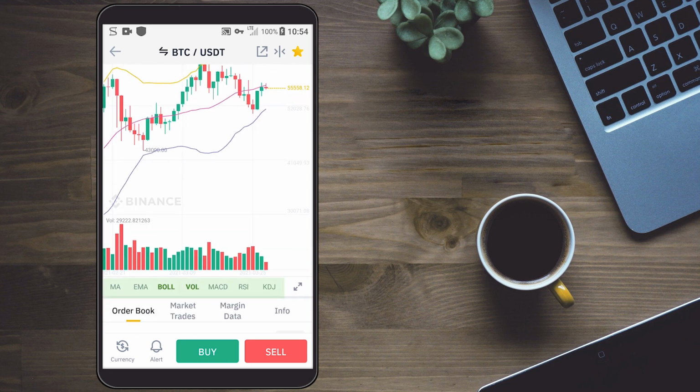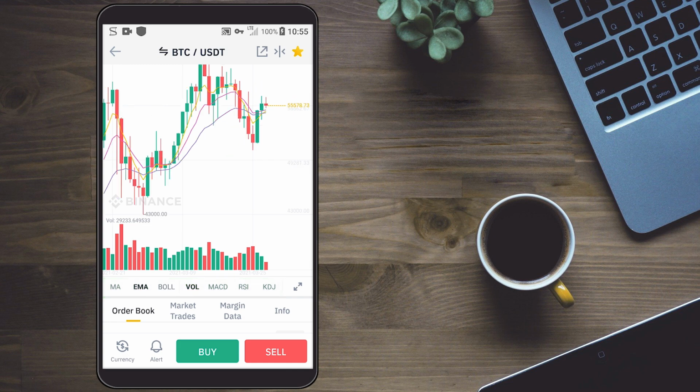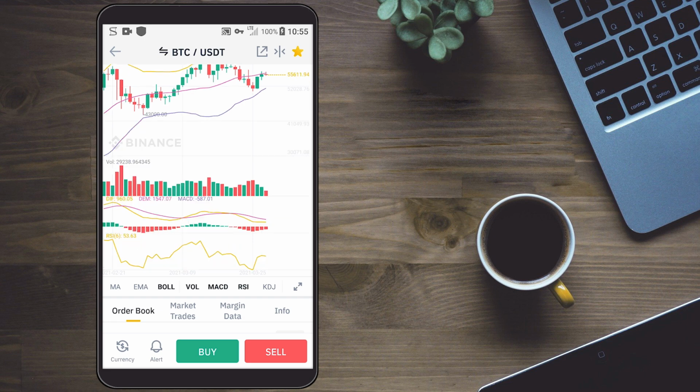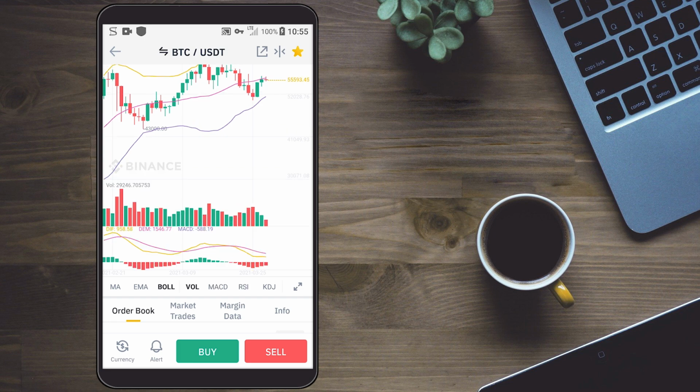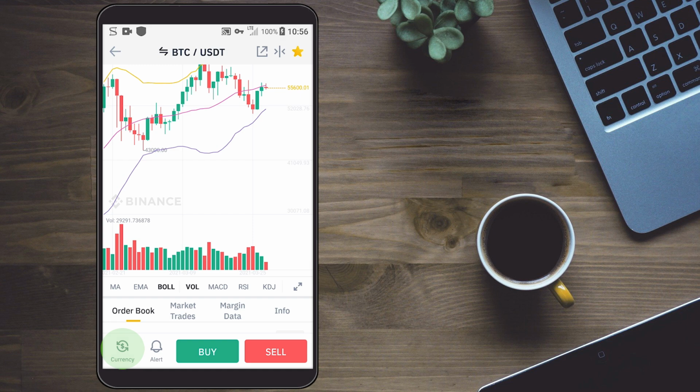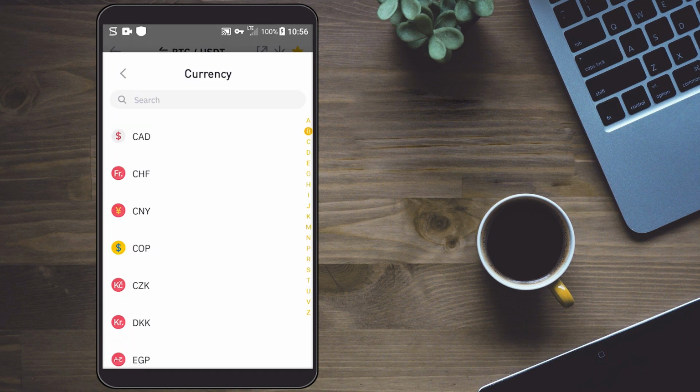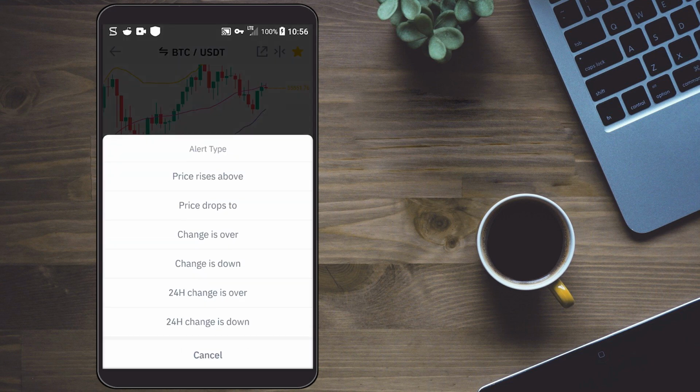Here below the chart, you can select indicators that you want to add to the chart. For example, EMA, Bollinger Bands, or you can add MACD, RSI, as you can see. Let's remove them. You can change your currency here. For me, it's US dollar. You can change it to another currency if you like. And here you can set alerts based on the conditions that you see here.